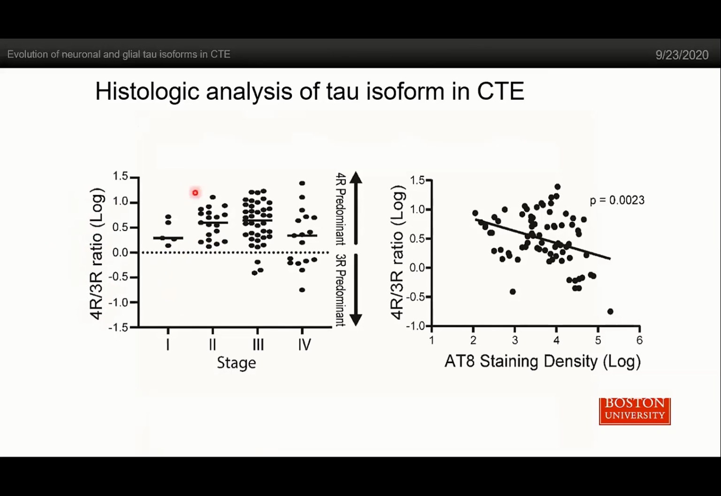There is an increase in the ratio of 4R to 3R, so there are more 4R predominant cases in very early stages of disease. But once you start to get to stages 3 and 4, so very severe disease, you start to get a dip into more 3R predominant cases. And when you actually use the amount of tau staining as a surrogate of disease severity, you see there's this negative correlation. So you're getting a change from this 4R predominant phenotype to a 3R predominant phenotype that seems to change with disease severity, which I don't think has really been shown before. So that's a really important thing to get at now.